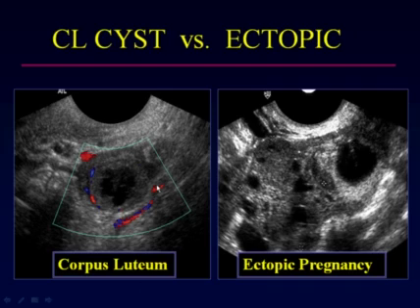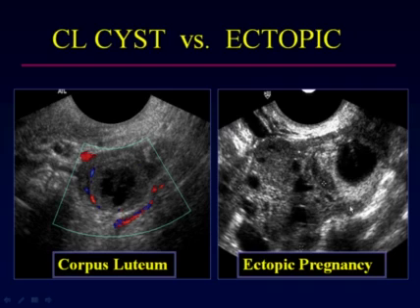Notice that the corpus luteal cyst, while it has a vascular wall, is relatively hypoechoic. There's ovarian tissue around it. You can see this crenated appearance with some debris within. And the patient on the right that has an ectopic pregnancy, you can see that the trophoblastic tissue is extremely echogenic, much more echogenic than the corpus luteal cyst.